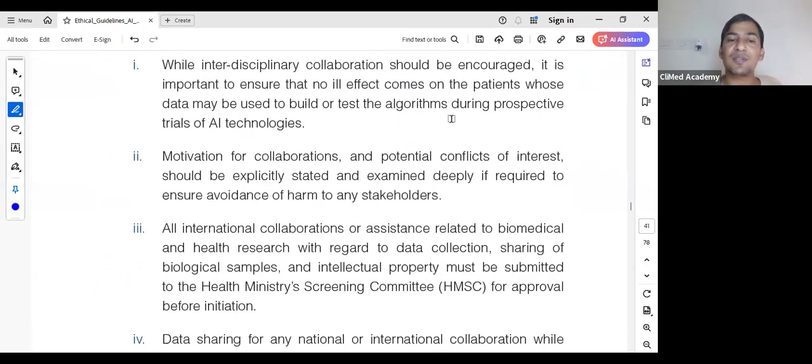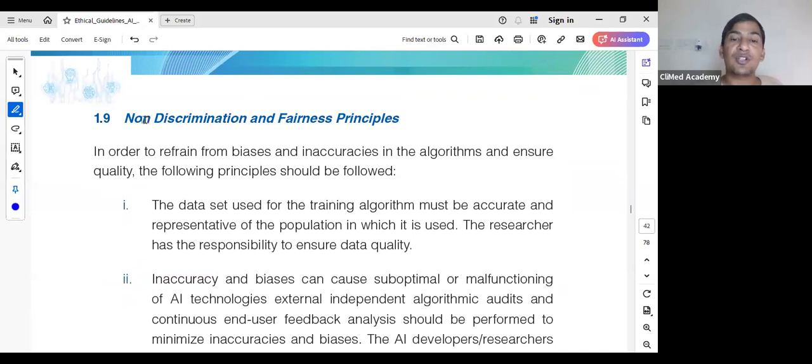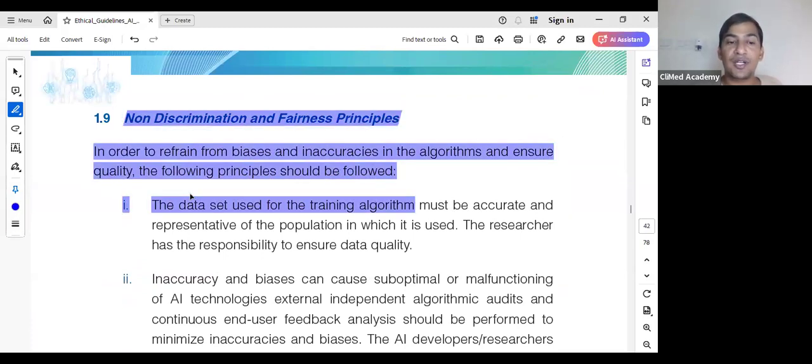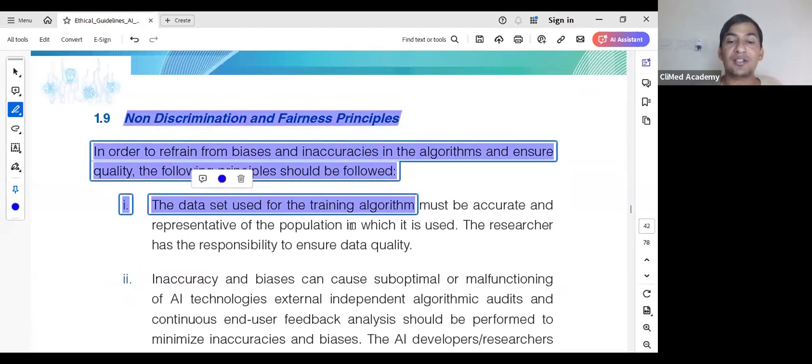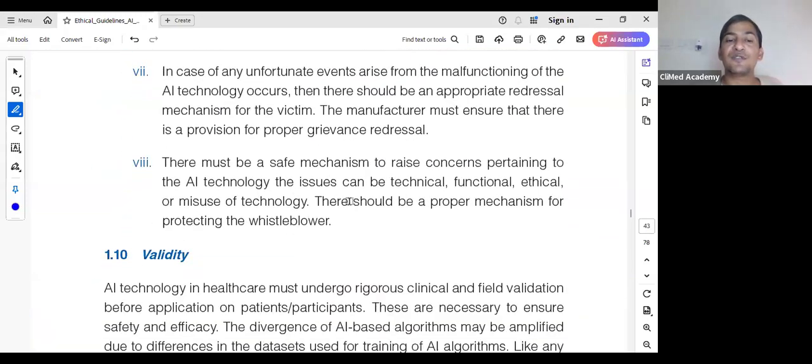So it is very, very important to have meaningful collaborations. Okay. Then non-discrimination and fairness principles. Definitely, we have talked about that already, it should not be discriminatory. The training algorithm must be accurate and representative of the population, all the populations. We have discussed that, right? So there should be no discrimination and there should be fairness.